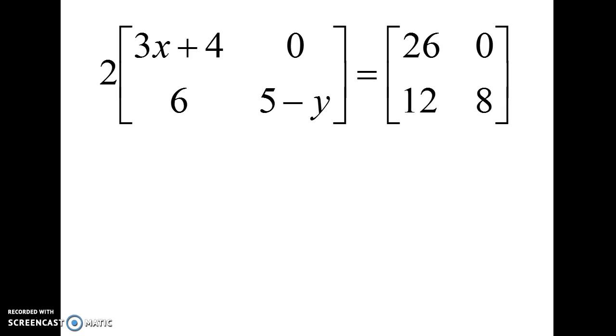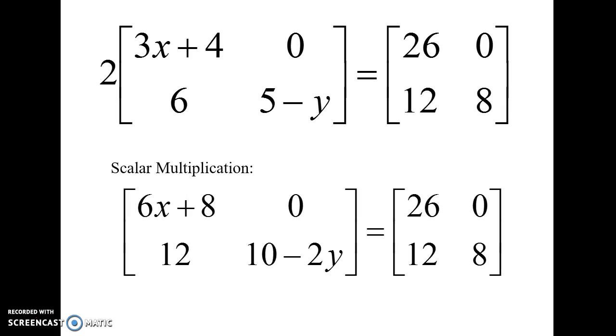Now remember, when you multiply the 3x plus 4 and the 5 minus y by 2, you have to actually distribute the 2 to both terms. So 2 times 3x plus 4 turns into 6x plus 8. 2 times 0 is 0. 2 times 6 is 12. And 2 times 5 minus y is where you've got to distribute again. And so that's going to be 10 minus 2y.